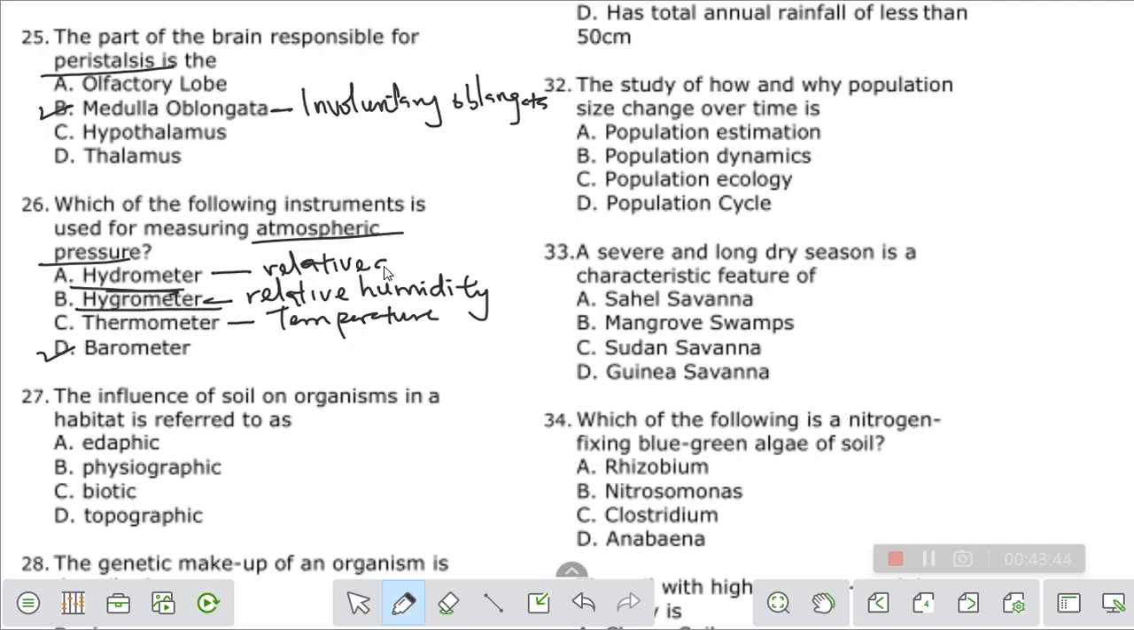Yeah, what's the answer? The influence of soil. So the answer is edaphic factor. So that's the influence of soil on organisms in a habitat.